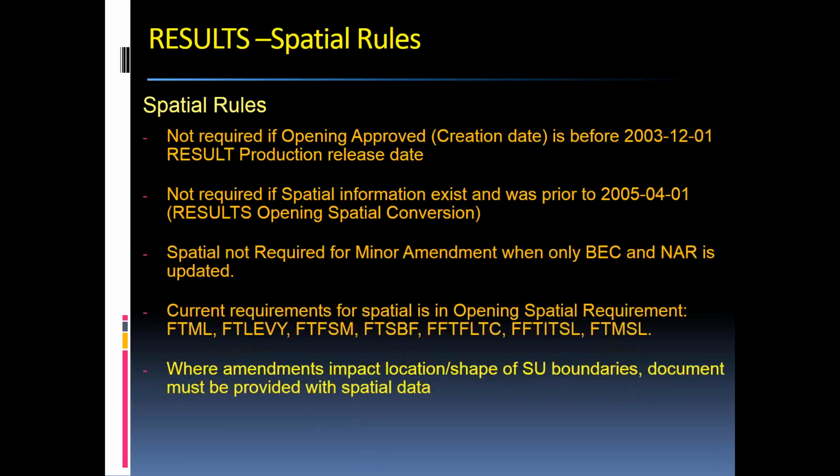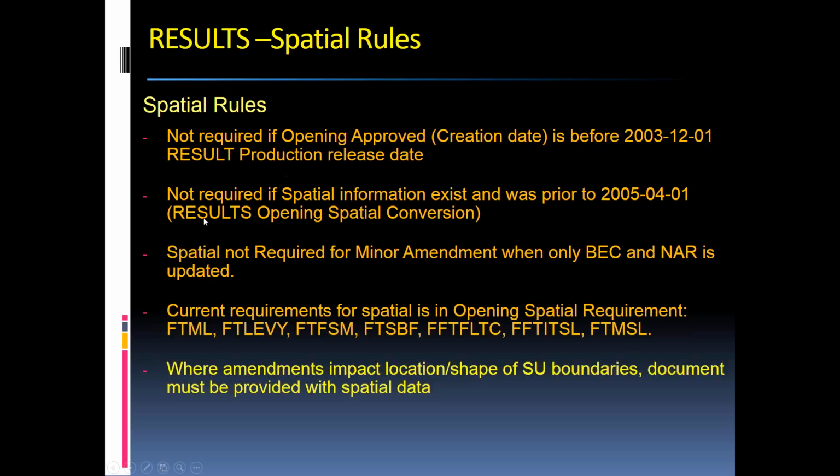So there's a bunch of spatial rules that are in results. What happens is that for records that exist in the system prior to this 2003 date, and this is sort of the creation of results, when it was pre-results, there was no spatial component in the predecessor system. But moving forward with results, because the spatial information became a requirement for submission, anything prior to that date, it's understood that information that exists there may be attribute only.